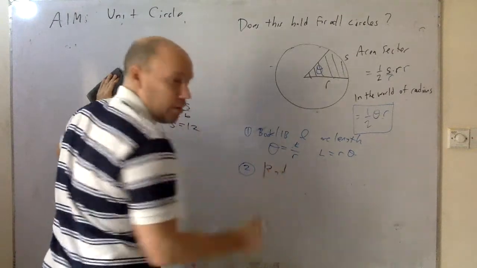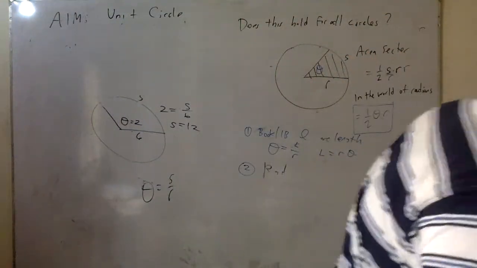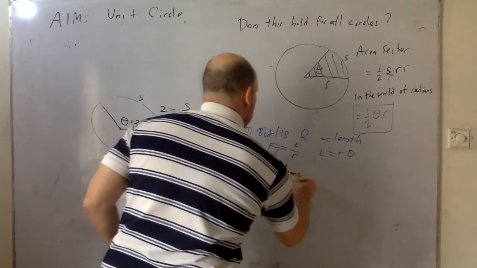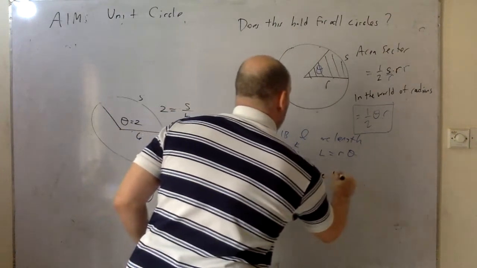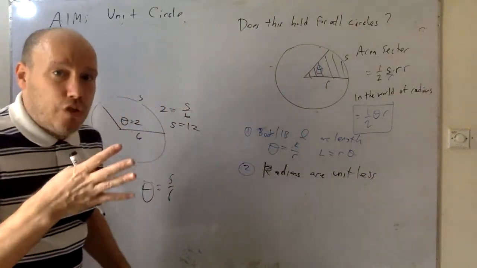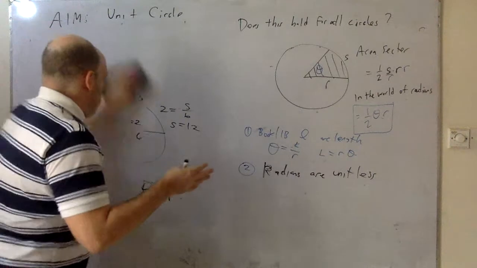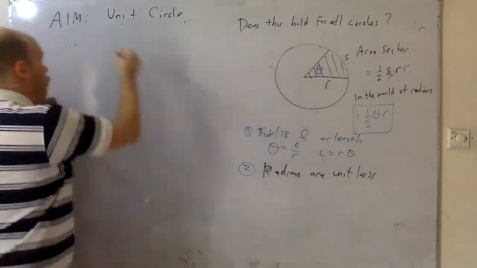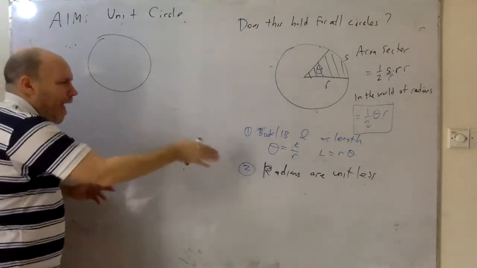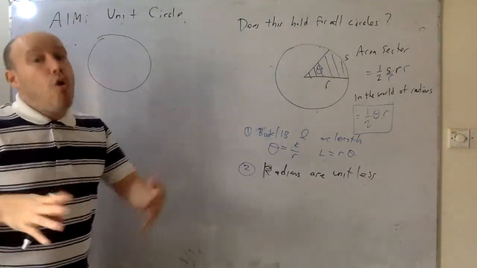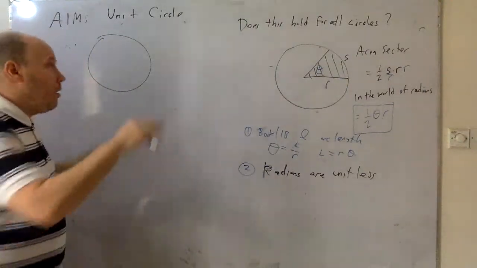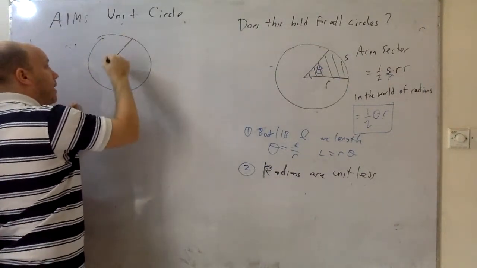Radians are unitless. They have no unit. So I have a circle here. Let's think about this for a second. What does that mean? It has no units. Everything has a unit. Radians, and there's some other things in science that just don't have units. Let's think about this for a second.